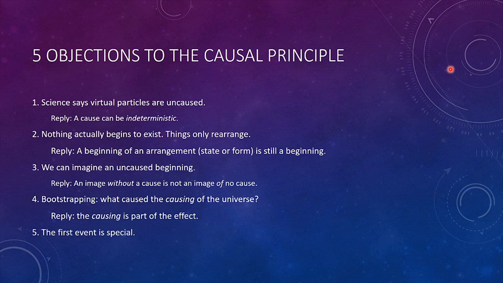The final objection I want to consider here is that the first event is special. It's special because we have no experience with a first event. Maybe every event other than the first event has a cause, but why think the first event has a cause? This event might be special. It might be the one uncaused beginning. My friendly response to this is to suggest that, okay, well, maybe the first event is special, but then I would need some reason to make a special exception.